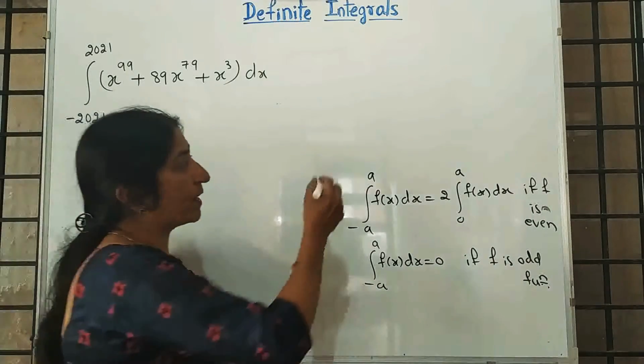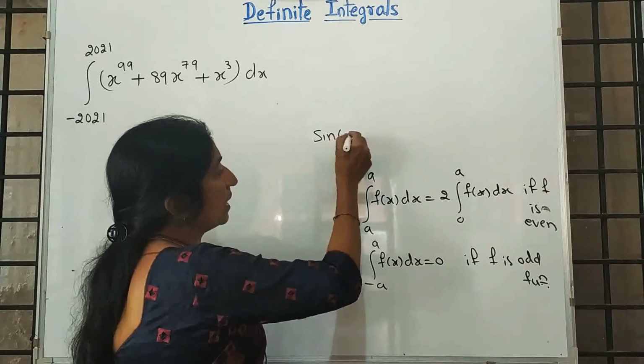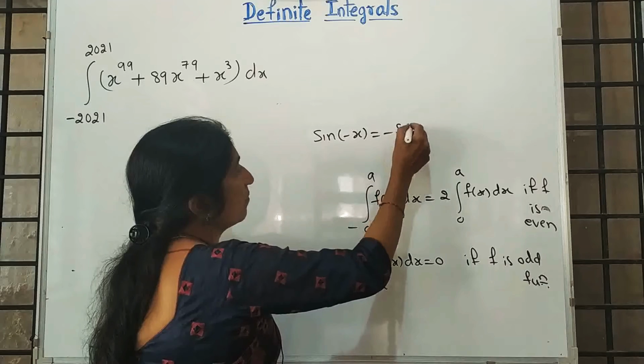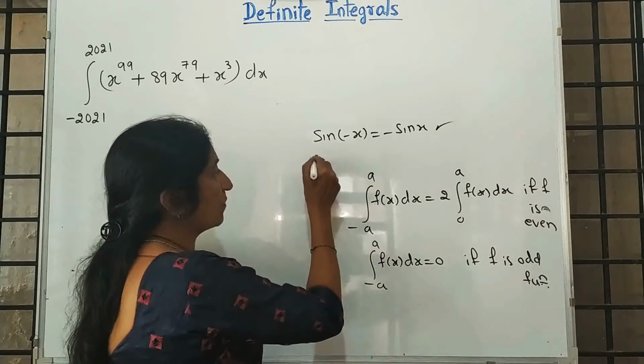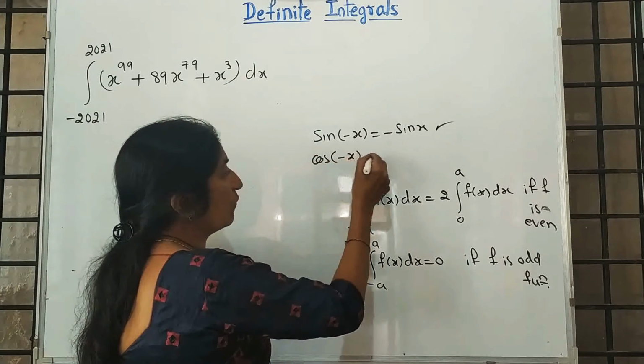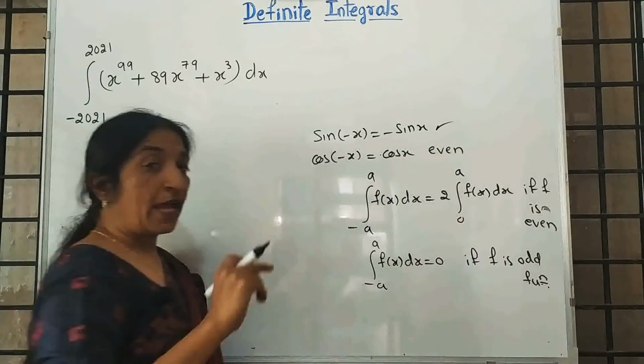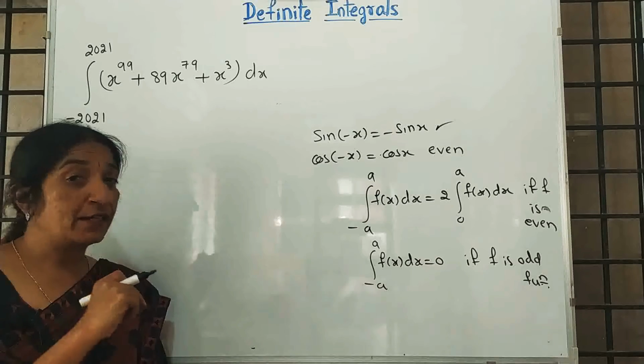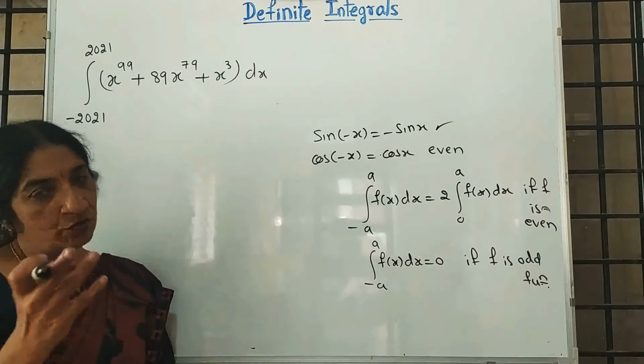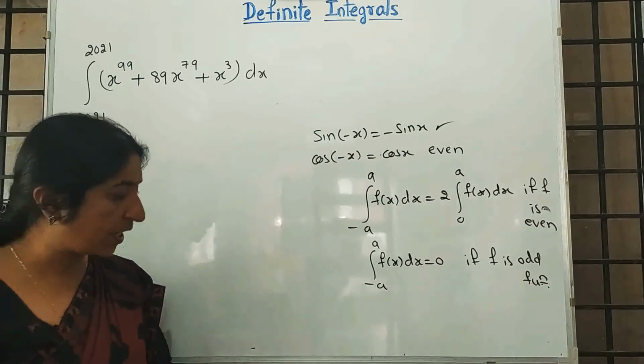And in trigonometry, we are familiar with allied angles. Sin of minus x is minus sin x. That means this is odd. Cos of minus x is only cos x. This is even. And tan of minus x is minus tan x. That is also odd. So if you are familiar with allied angles, you can easily write it.